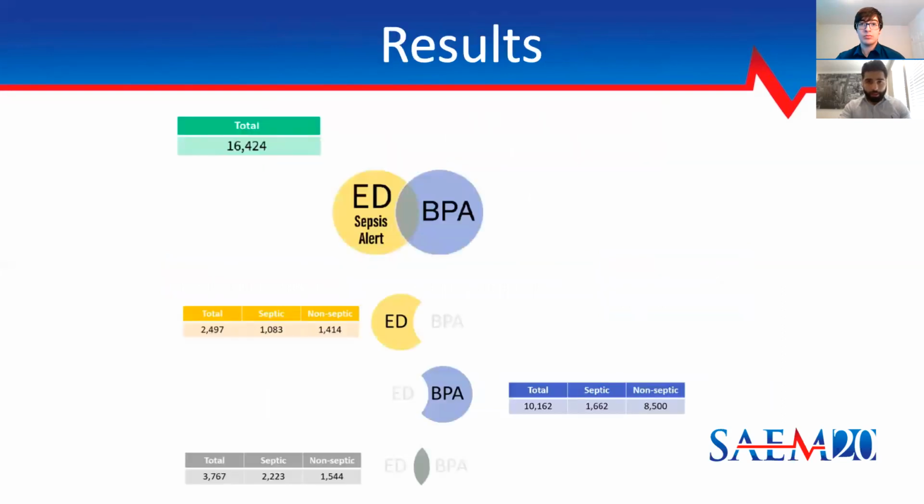So in this slide, this is an infographic of our data. There were a total of more than 16,000 patients in our study. As indicated by the yellow group, we identified almost 2,500 total patients who received only ED sepsis alerts. Roughly 1,000 of these were determined to be septic. In the blue group, we identified over 10,000 patients who received only a BPA alert, and over 1,600 of these were ultimately septic. And lastly, in the gray, there were 3,700 patients who received both an ED sepsis alert as well as a BPA alert, and 2,200 of these were ultimately diagnosed as septic.